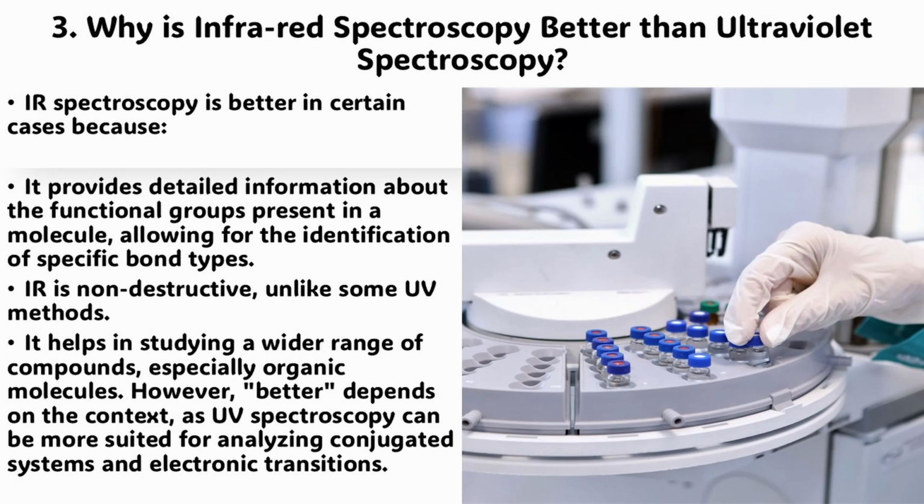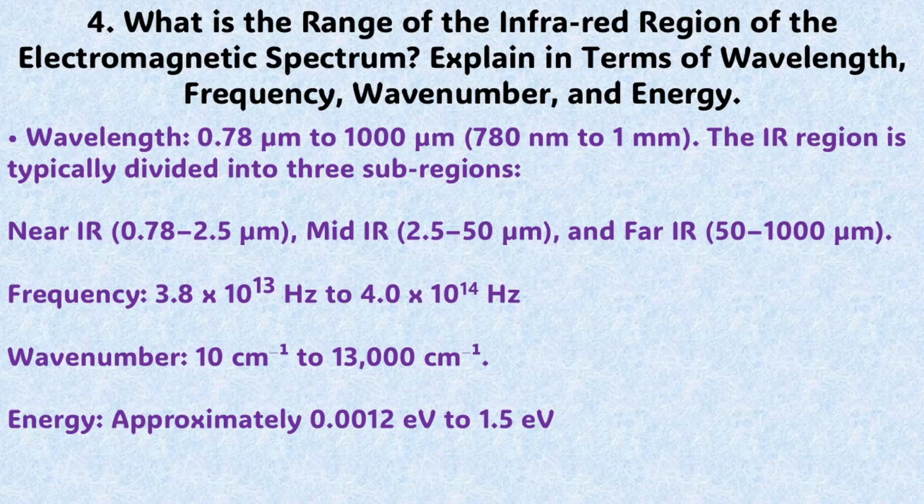Now we will move to the fourth question. What is the range of the infrared region of the electromagnetic spectrum? Explain in terms of wavelength, frequency, wave number, and energy. The answer to this question is very simple. Wavelength from 0.78 micrometer to 1000 micrometer, or from 780 nanometers to 1 millimeter.